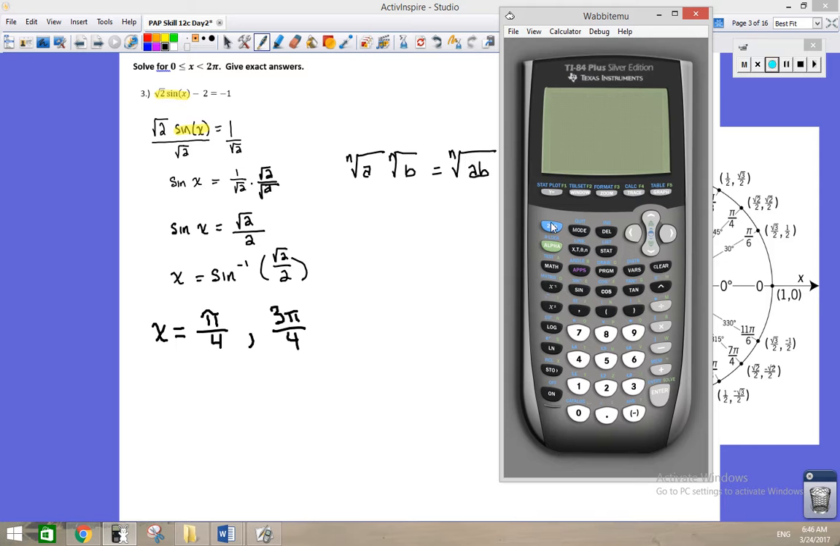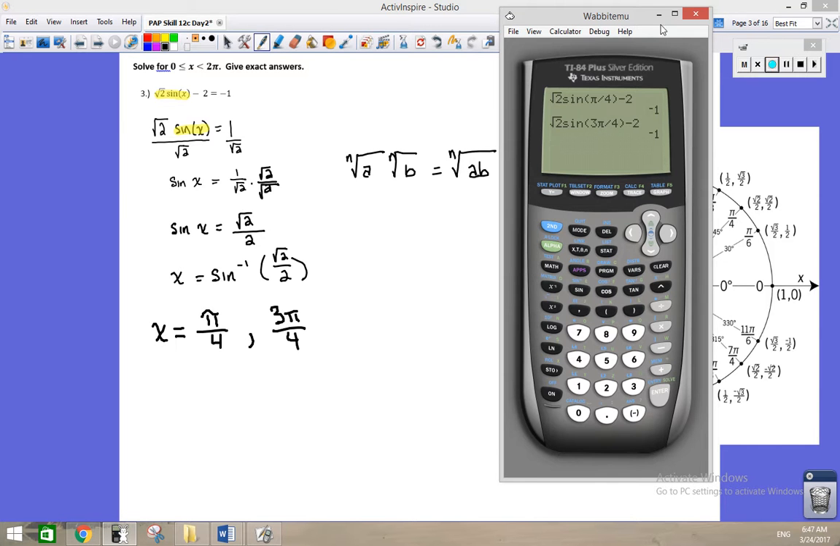If we take the square root of 2 and multiply it by the sine, say we're checking pi over 4, plug in pi over 4. Now don't forget to close the parenthesis. And then if we subtract 2, our equation says that we'll get a negative 1. Let's check and see if we do. And it does check. So if you wanted to check the other, you could insert the 3 pi over 4. And again, we should get negative 1.